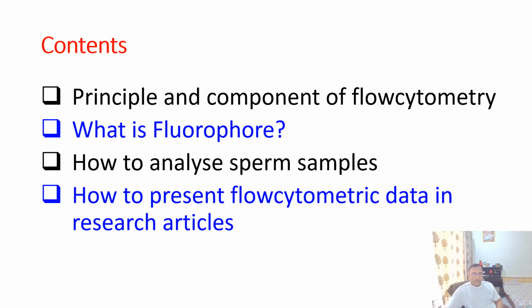So we will broadly divide this chapter into four parts. First, we will discuss the principle and components of the flow cytometer. Then we will discuss what a fluorophore is. Then we will give some examples of how sperm samples are analyzed in the flow cytometer. Then finally, we will discuss how, when you are with your data, you can present the flow cytometer peaks and data in your research article so that you get published in a peer-reviewed journal.